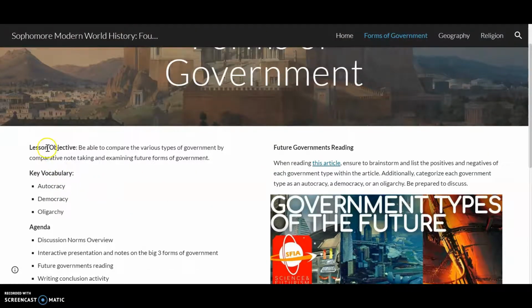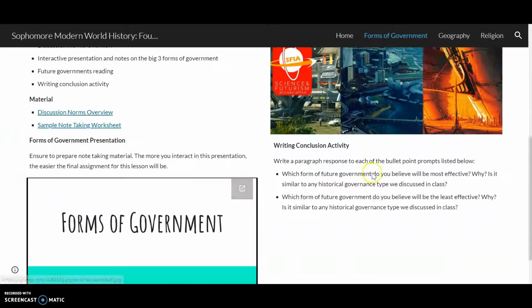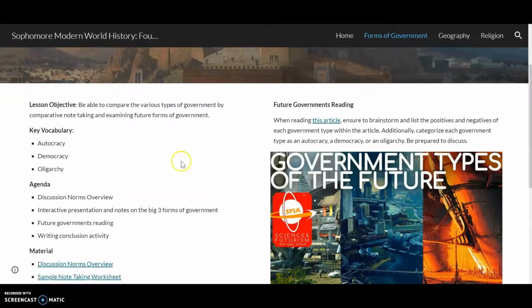The key vocab is always, well, this is going to be standardized. The lesson objective is first, then key vocab, then the agenda, then the materials, then the specific activities of the lesson. That is the standard format of each lesson. It might be a little different depending on the lesson. Some lessons might not have key vocab, and some might not have a long agenda, but overall this is what it's supposed to look like.